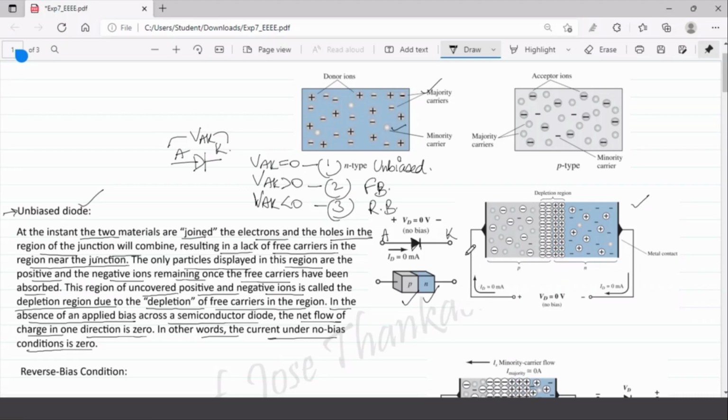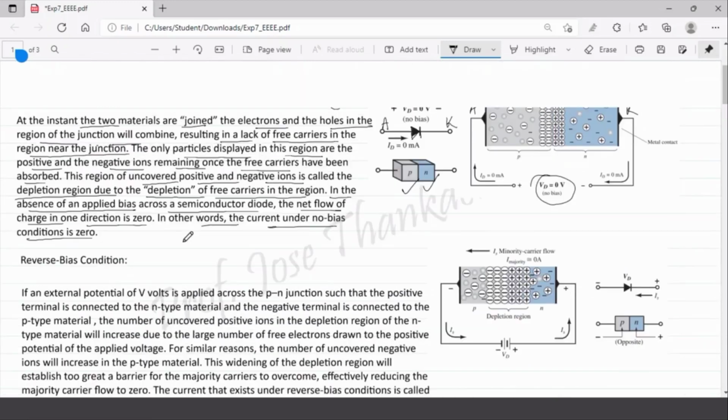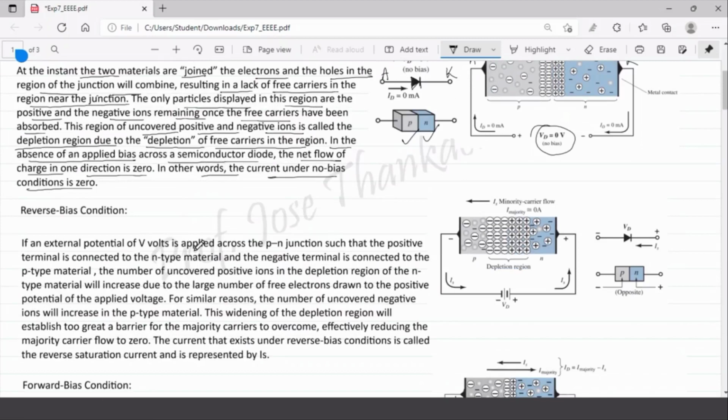So if we don't apply any bias here, if this is my anode and this is the cathode, and I'm not connecting anything as a supply, you can see VD is 0 in this particular case. So there is no current flowing through the device. We say that it is an unbiased diode. Now how to change the behavior of this junction? We need to do some biasing. One of the ways is reverse bias and the other one is forward bias.